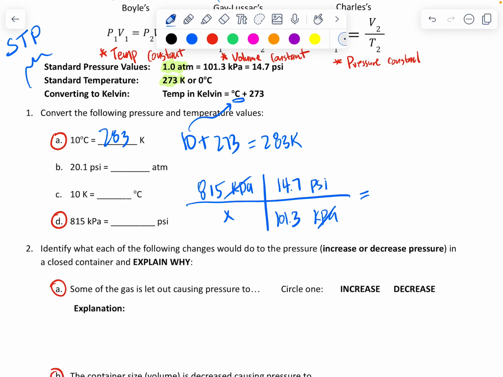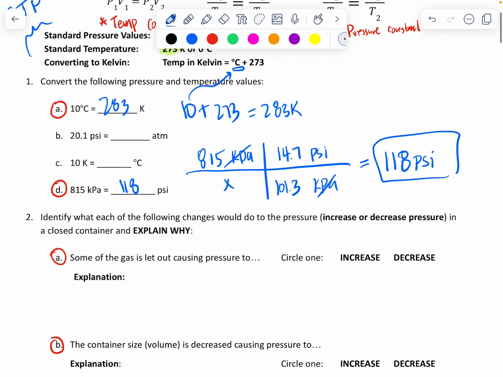Make sure you multiply everything across horizontally before dividing anything, okay? So here's what I'm doing in my calculator. 815 times 14.7. Okay, I get a really big number. I'm just going to divide that by 101.3. Okay, so that gets me approximately 118 psi. That's my unit, right? So 118. All right, that's it. Let's move on forward.